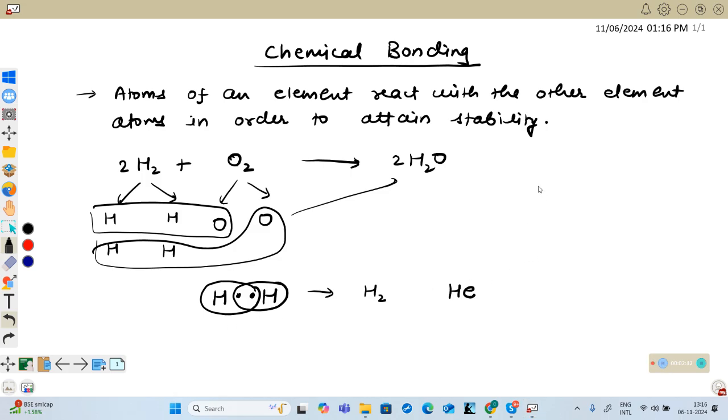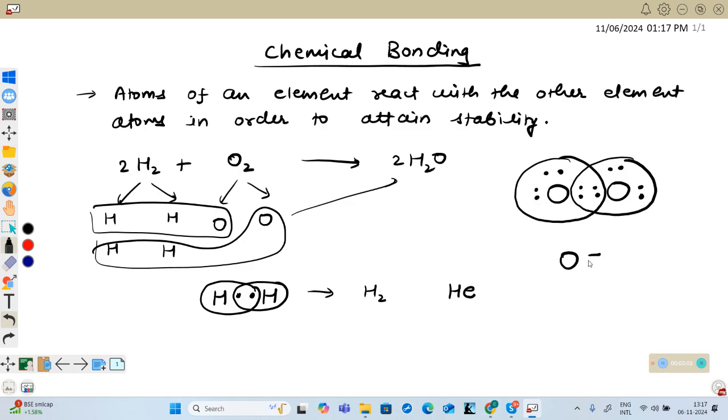Oxygen, how many electrons are there in oxygen's outermost shell, guys? How many does it need to acquire the nearest noble gas electronic configuration? So it will share two electrons with the other oxygen atom. This is the Lewis dot structure. So you will see now both the oxygen atoms will have 8 electrons in their valence shell.